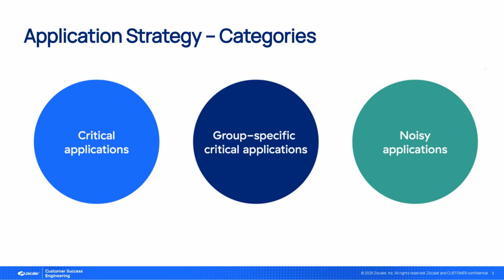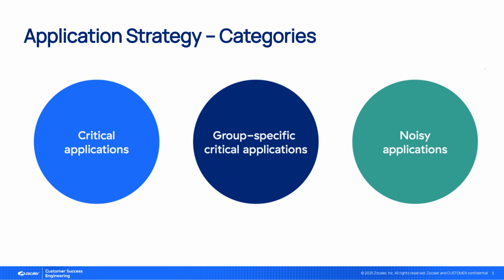Zscaler recommends choosing applications to monitor which fall in these three categories. The first category is business-critical applications, that is, those applications that are critical from a user productivity and business continuity perspective and need to be monitored across the board. For example, this category would include your key productivity and communication apps, such as the Microsoft 365 suite, Zoom, etc.